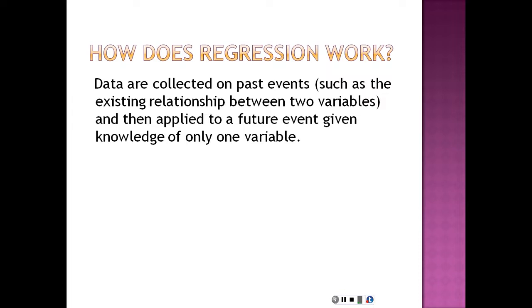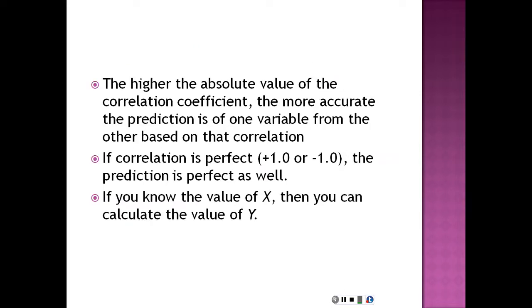So how does regression work? Data are collected on past events, such as the existing relationship between two variables, and then it's applied to a future event, given knowledge of only one variable. I want you to remember that correlation coefficient that you computed in SPSS last week. It ranged from -1 to 1. And so the higher the absolute value of the correlation coefficient, the more accurate the prediction is of one variable from the other based on that correlation. Because the more two variables share in common, the more you know about the second variable based on your knowledge of the first.